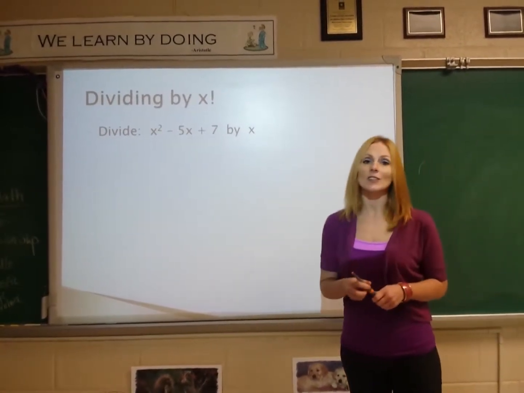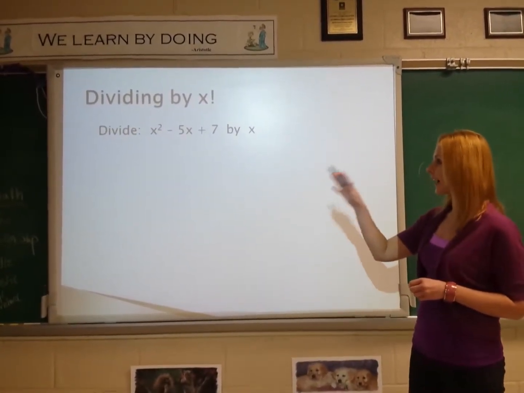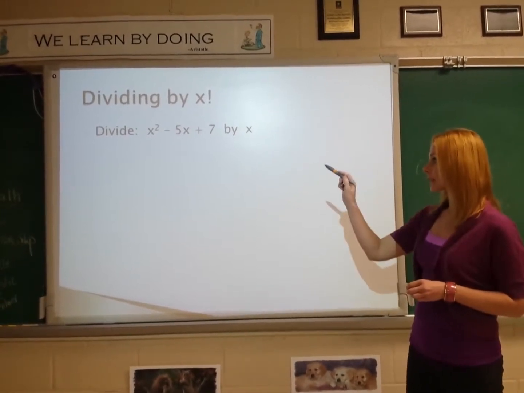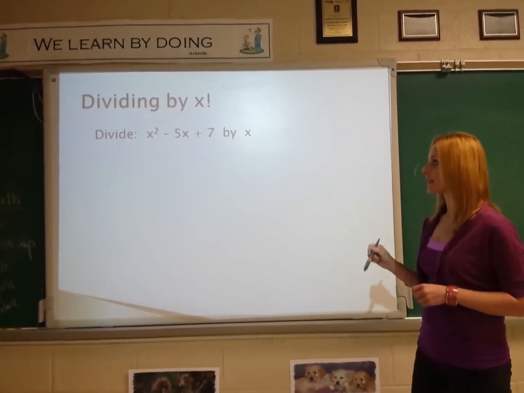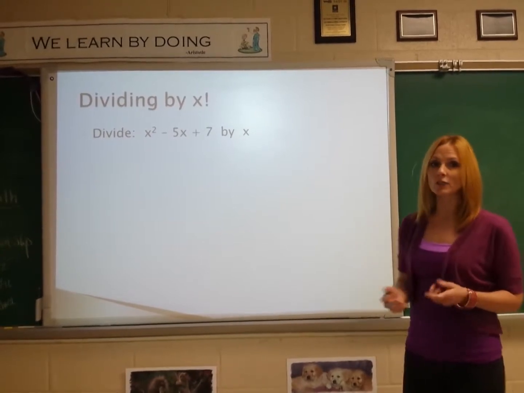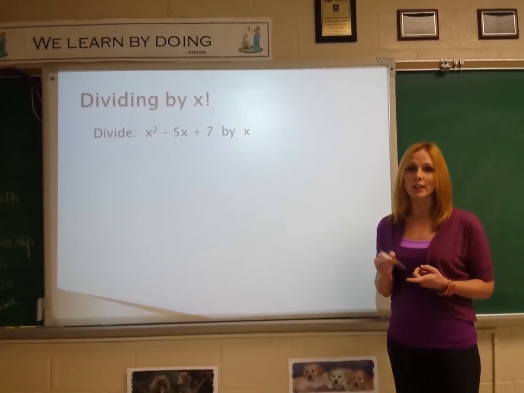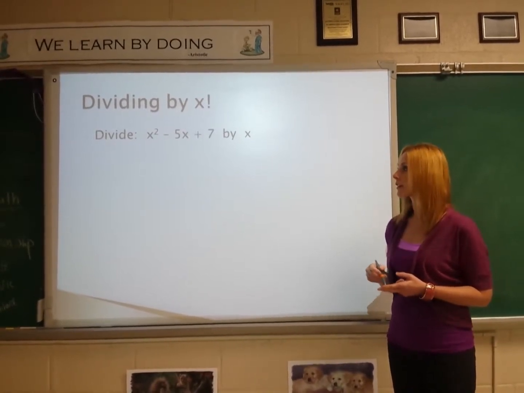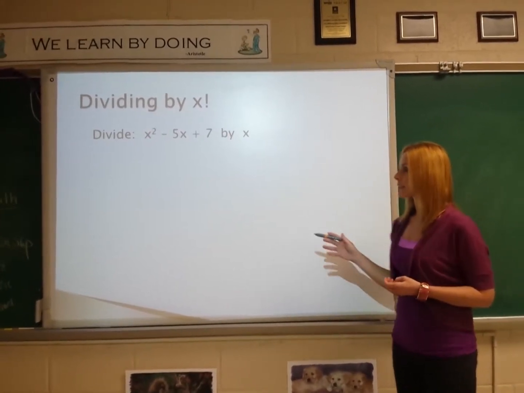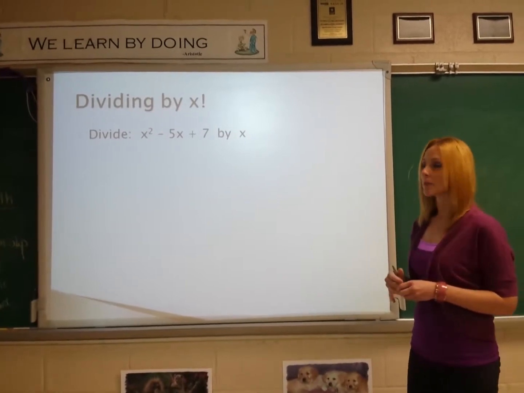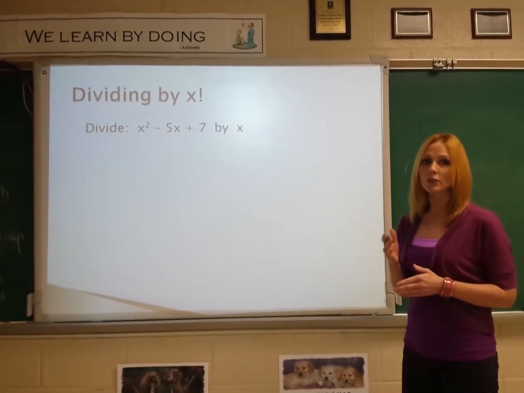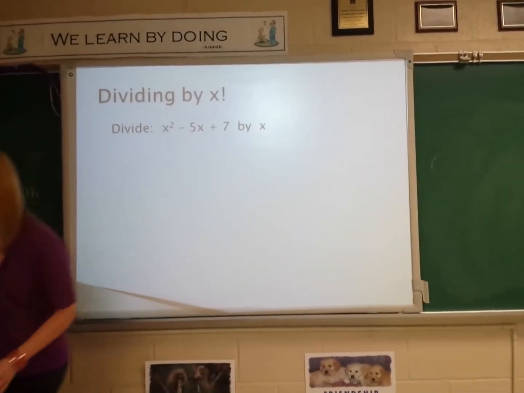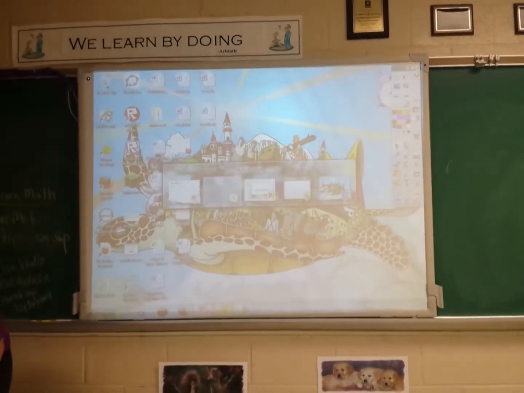Alright, the first thing you should know is that if you have a polynomial divided by a single variable x, like x squared minus 5x plus 7, just divided by x, you should not be using either long division or synthetic division, which are our two methods that we're going to learn. When you have this, you should just set it up as a simple division problem, and you should divide each term by x.